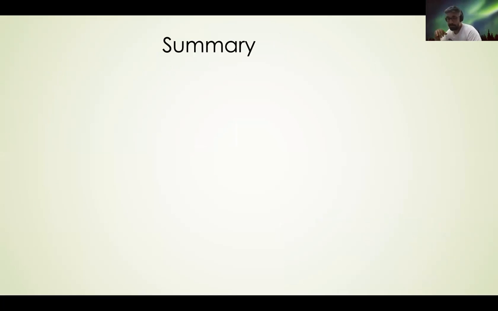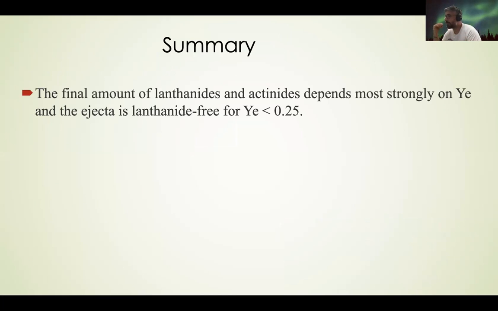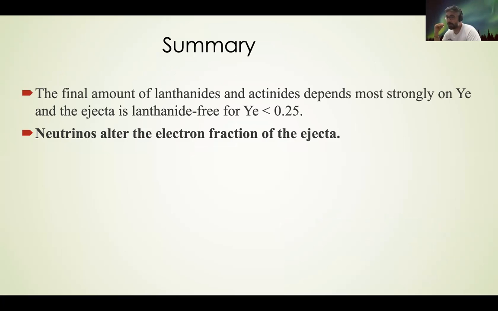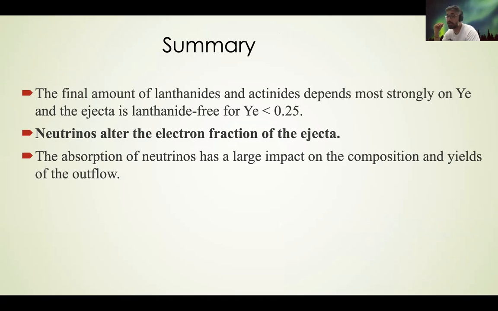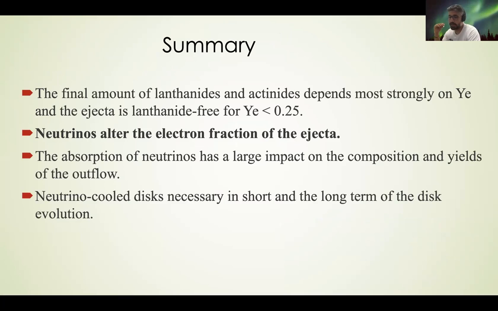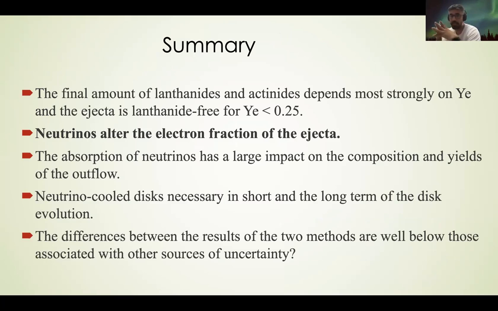And I'm sorry that I skipped all the introduction, but this is all that we have at this step in the nucleosynthesis in Skynet in our simulation. Here's my summary, and I'm ready to take any questions.